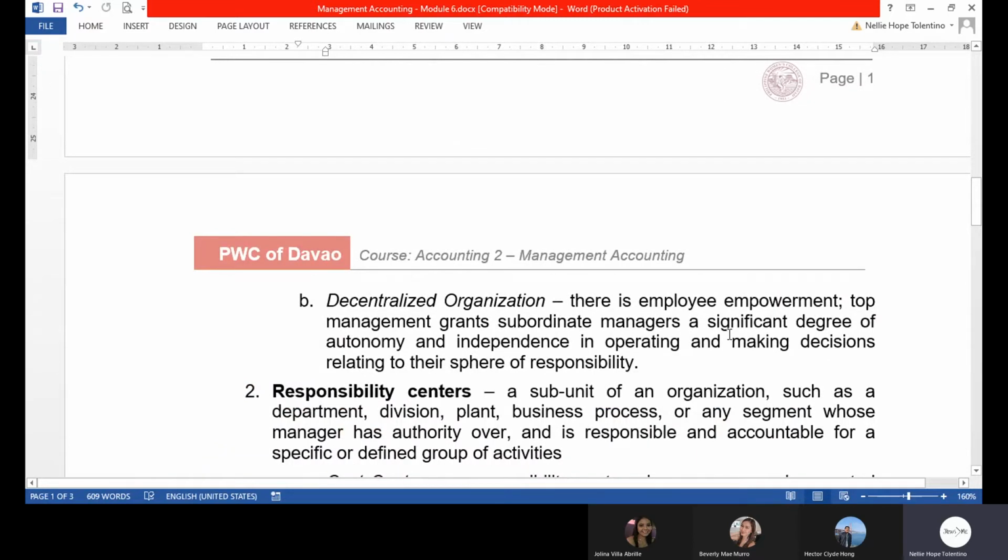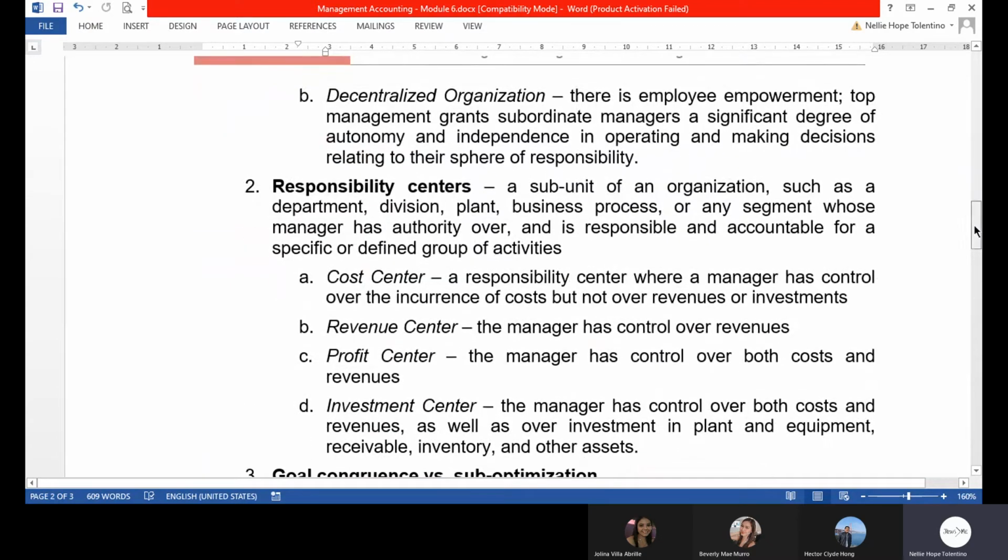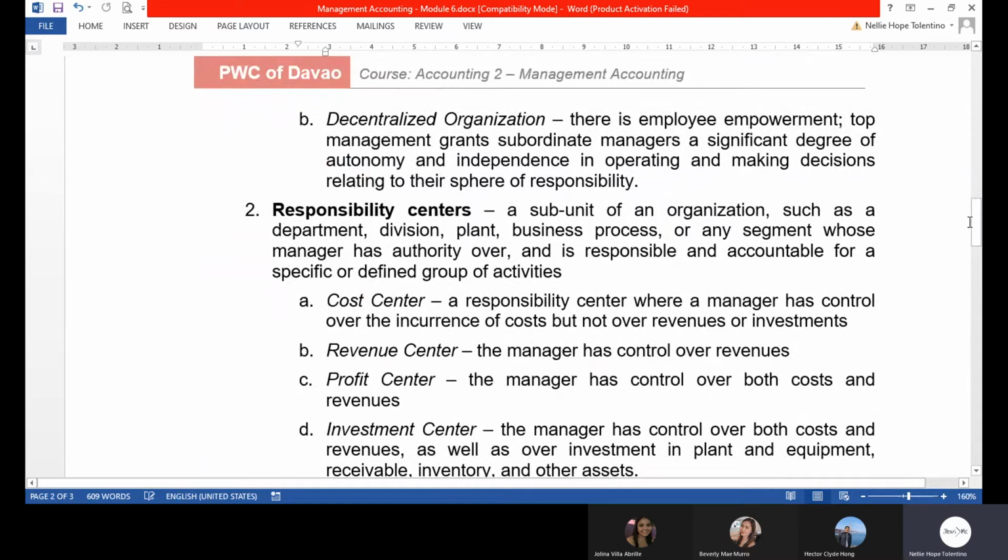So, ano ba ang responsibility centers? There are actually 4 responsibility centers. A responsibility center is a subunit of an organization such as a department, a division, a plant, a business process, or any segment whose manager has authority over and is responsible and accountable for a specific or defined group of activities.